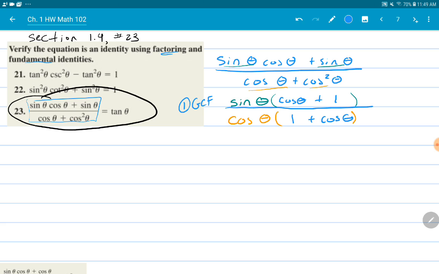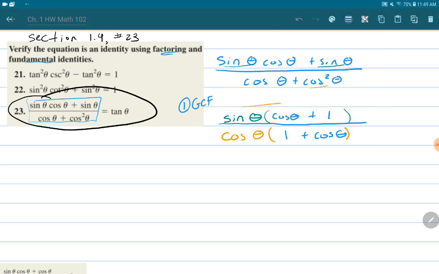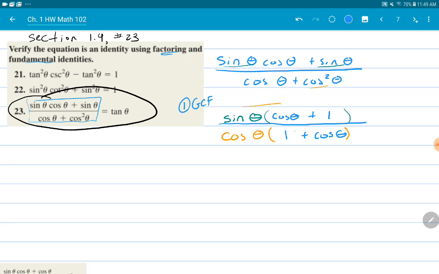Now, addition is commutative, so I can change the order. That's what that means. Let me just move this down a little, get myself some more space. Okay, so that means this thing is equal to this thing.